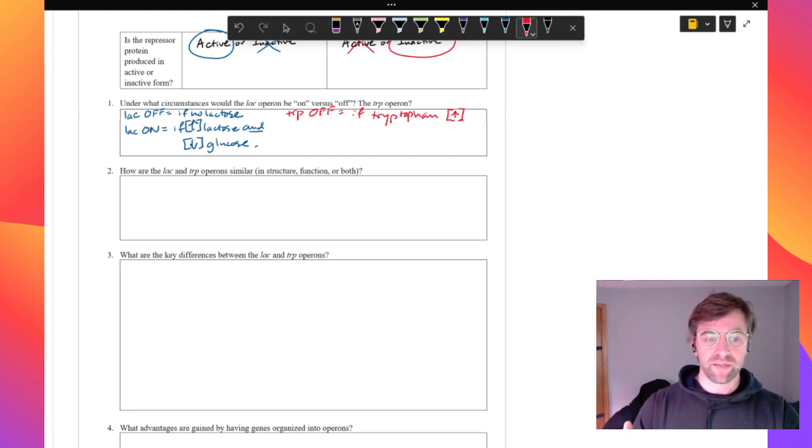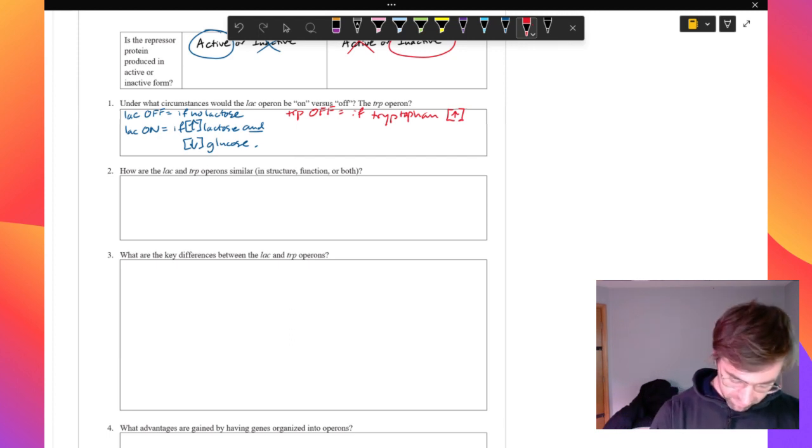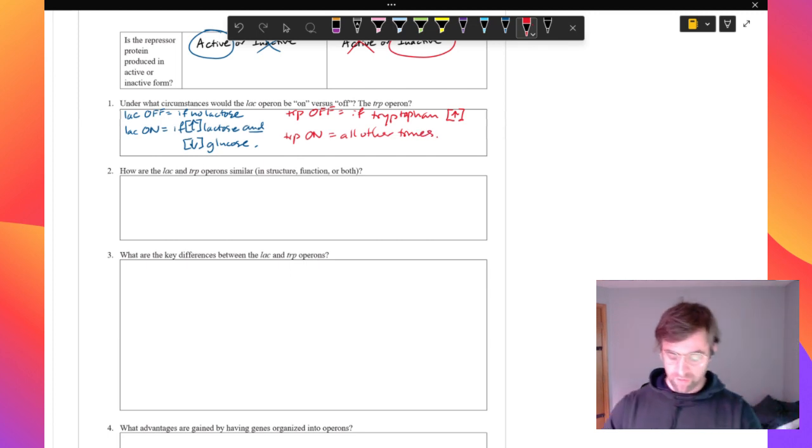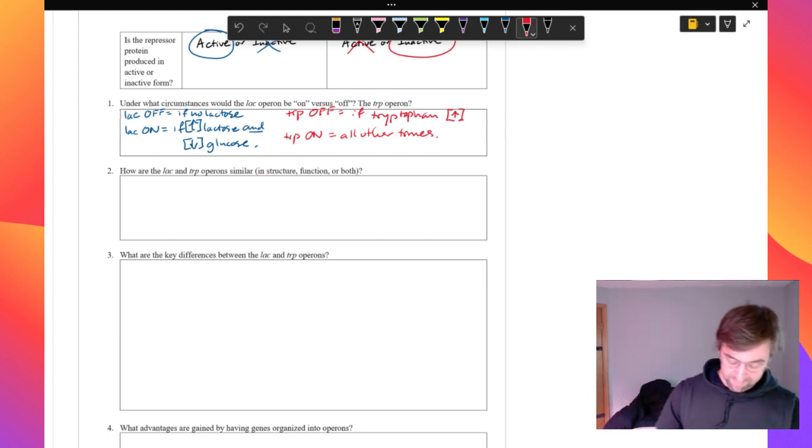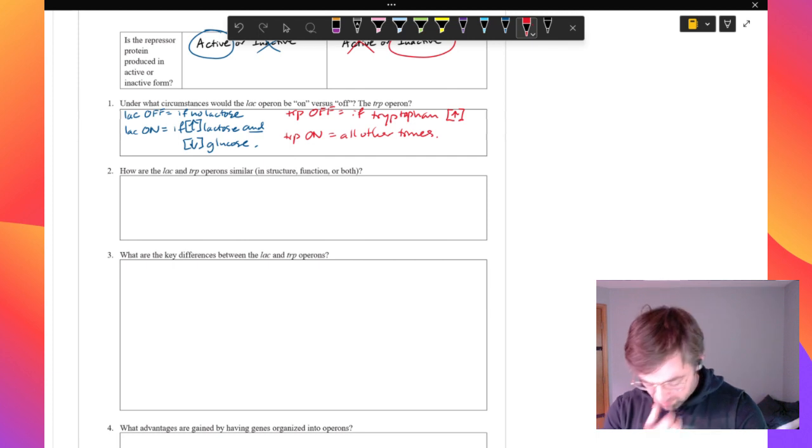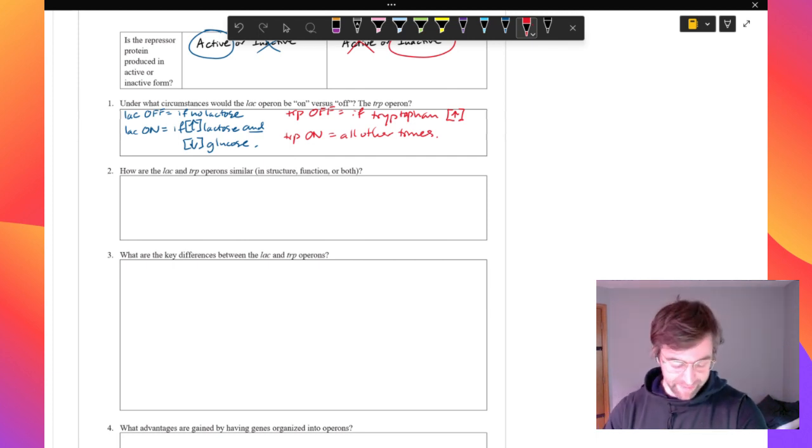And likewise, it would be on at all other times. Because if we're low on tryptophan, we can't make a lot of protein. So it's going to be on because we need it for lots of things.